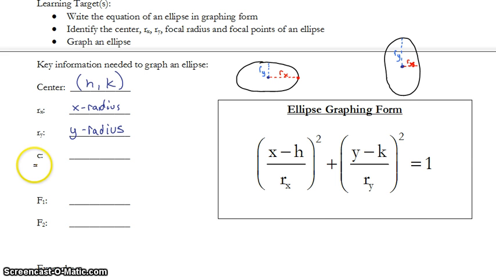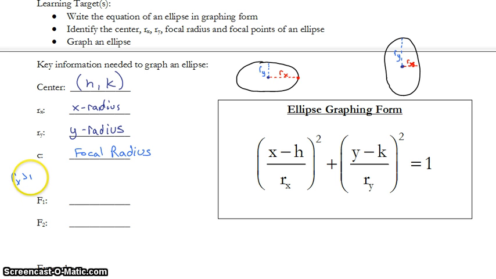This lowercase c is not the center. Center is going to be the capital C. The lowercase c is called your focal radius. And we're going to talk a little bit about how to find that in an ellipse, because that has a lot to do with your x radius and your y radius. Mainly, if I want to find my focal radius, it's similar to the Pythagorean theorem. I want to use my x radius and my y radius, but you can see sometimes x radius is bigger than y radius, sometimes y radius is bigger than x radius. Because of that, we have two different situations here.